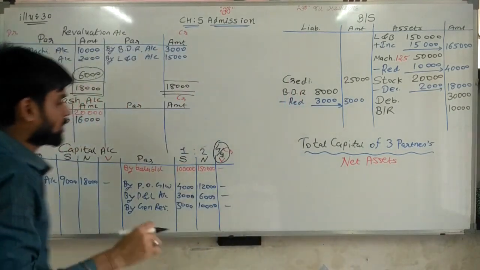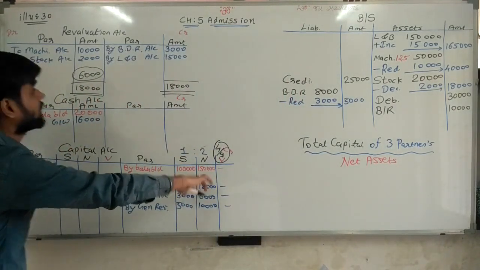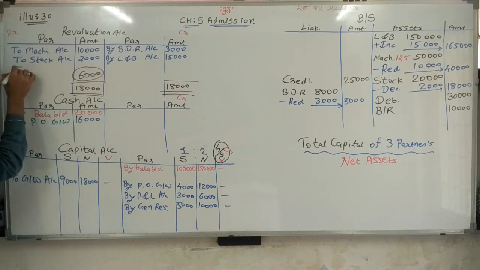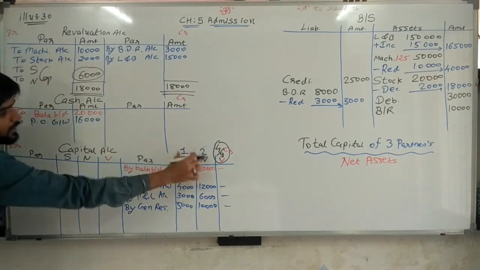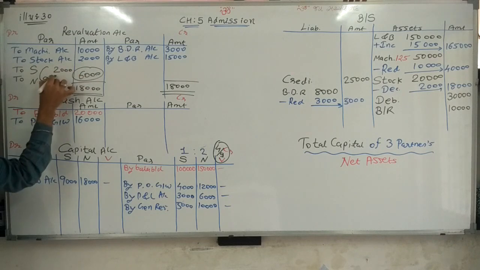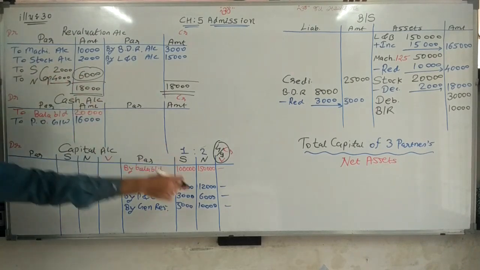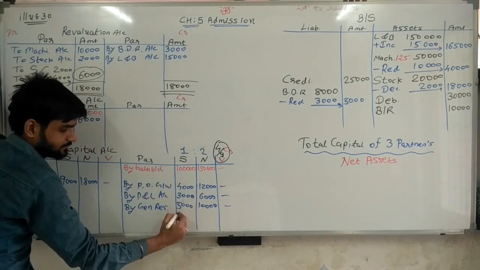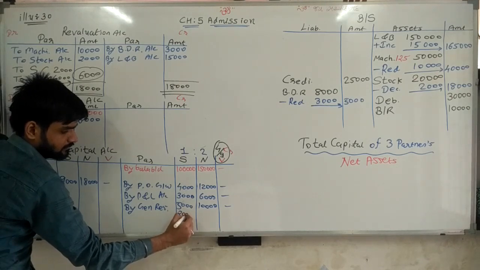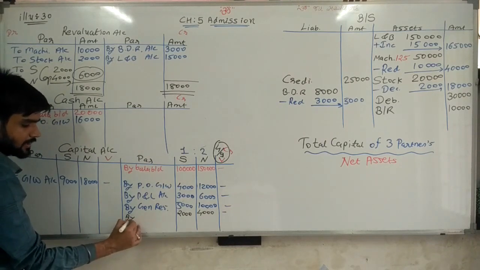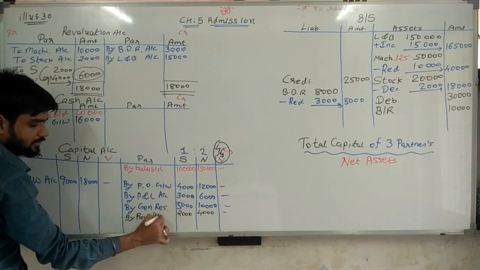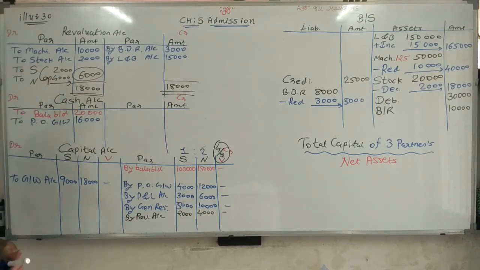revaluation profit, and that profit is distributed among the partners in the ratio of 1:2. So 6,000 distributed among partners as per capital, 6,000 in 1:2 means 2,000 and 4,000. This 2,000 and 4,000 we are distributing here, writing the names by revaluation account. So this account is closed.